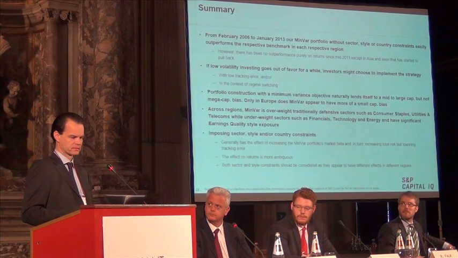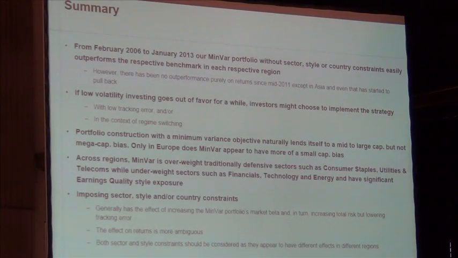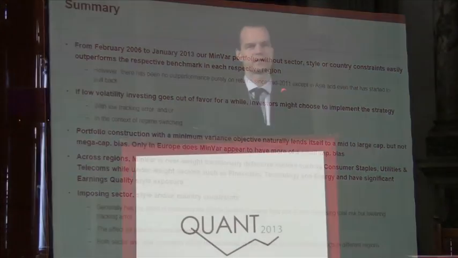So, with that, I'm just going to summarize. What we see is that the unconstrained portfolio easily outperforms in all three regions, although there's been no outperformance since mid-2011, except in Asia, right? So obviously, low volatility is more of a crisis strategy, but it's maintained benchmark-like performance, even in the upturns.